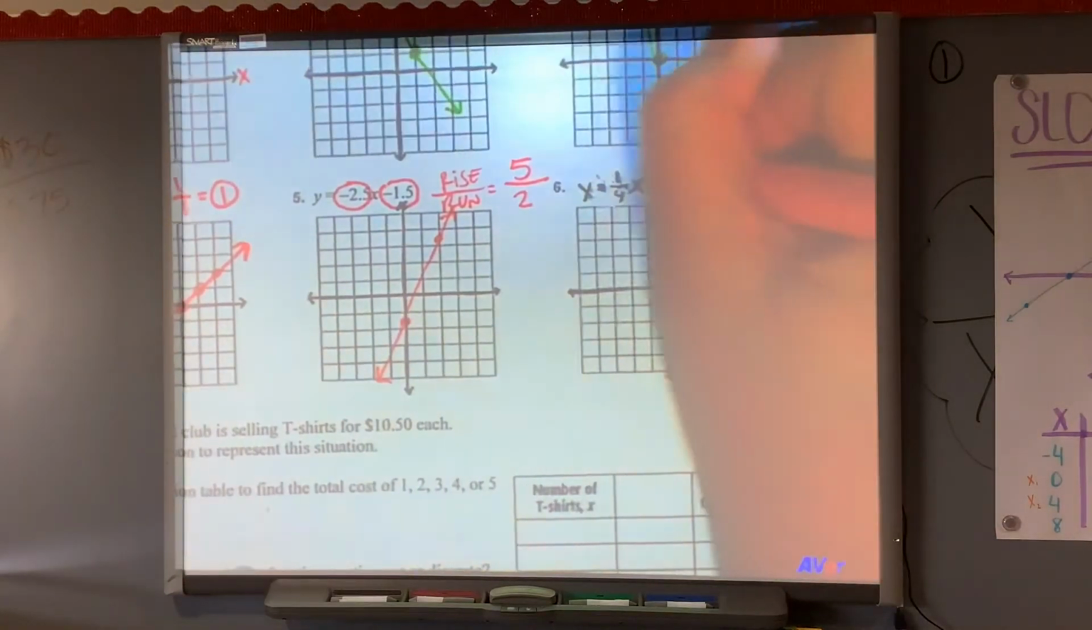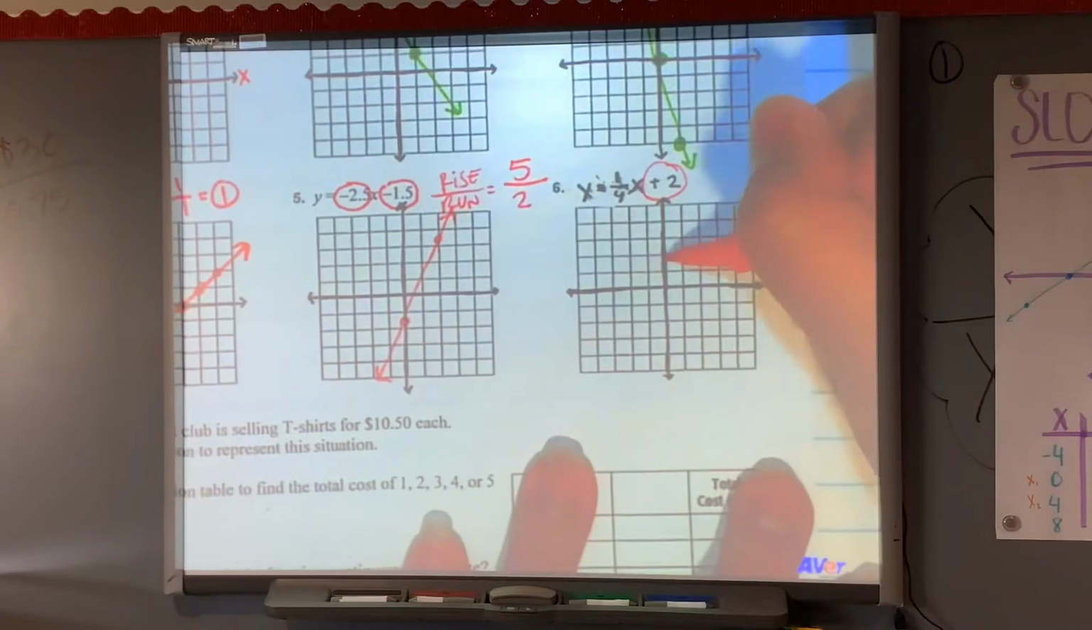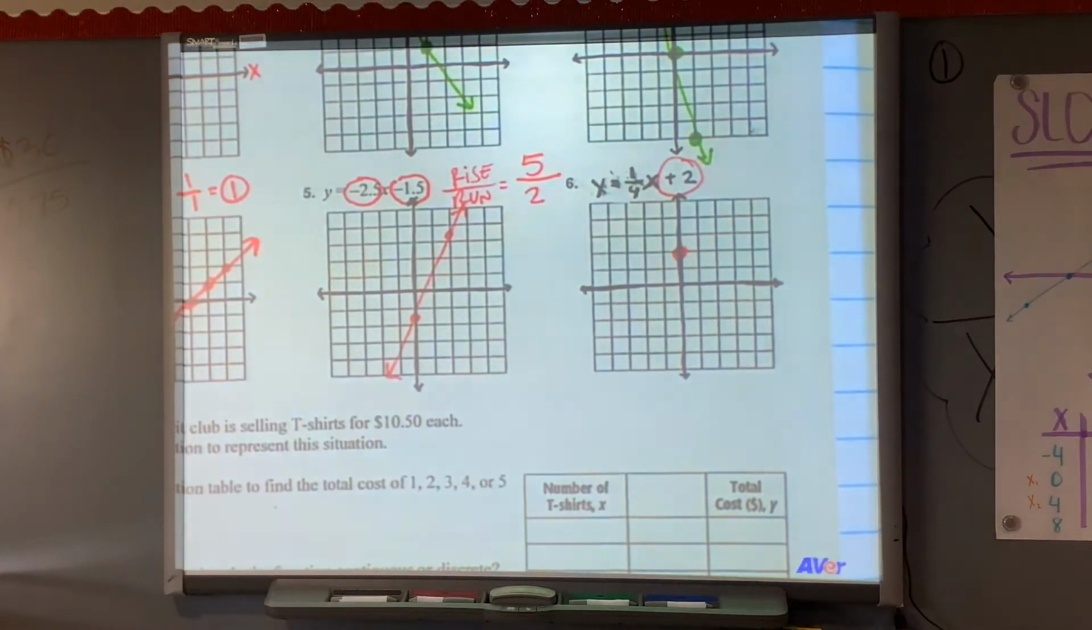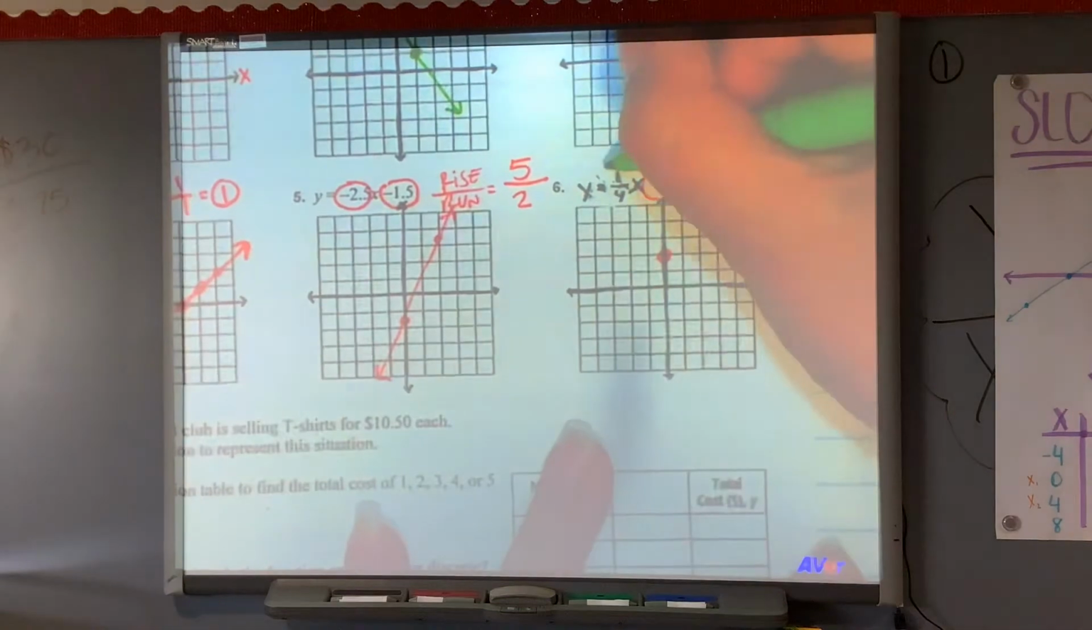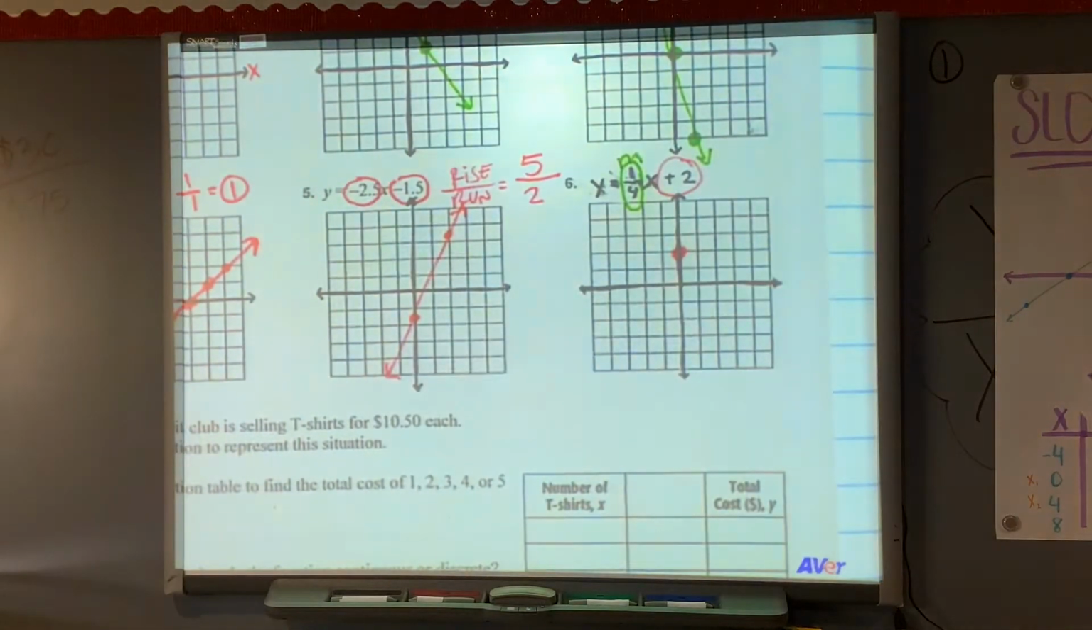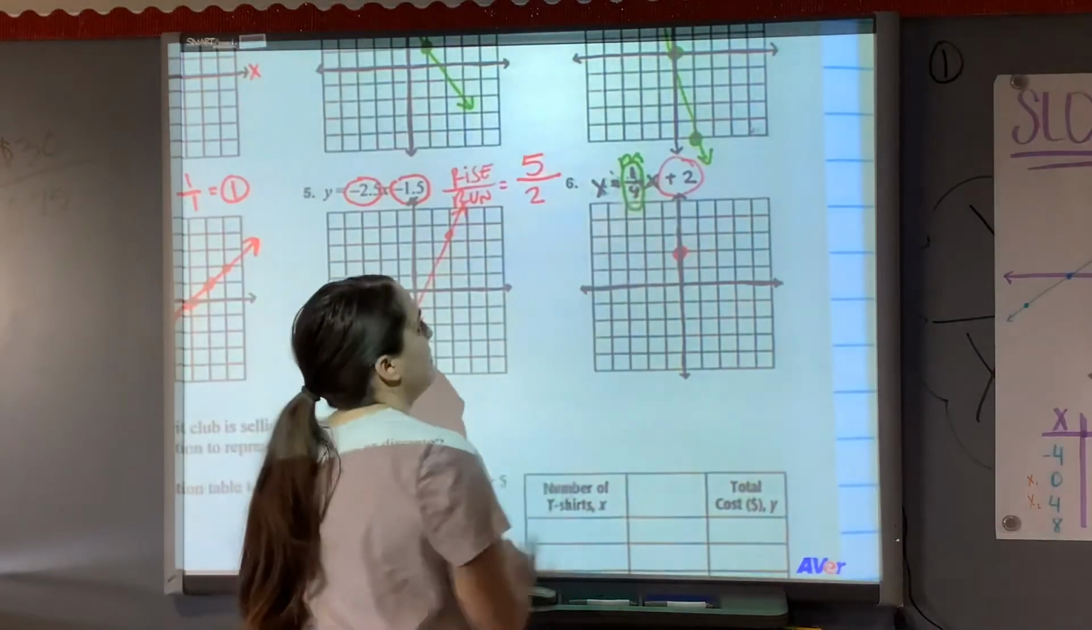I always start with my y-intercept, which says 2. So this is a nice starting point for me. It's like my initial value, and it's a nice place to start whenever you're drawing your line. My slope tells me, remember my slope is in the m spot. It is right here next to the x, y equals mx plus b.